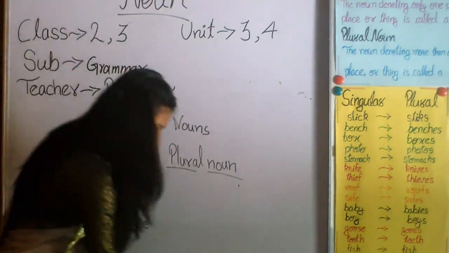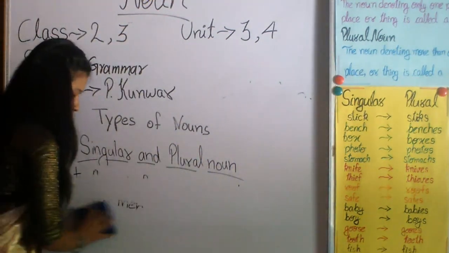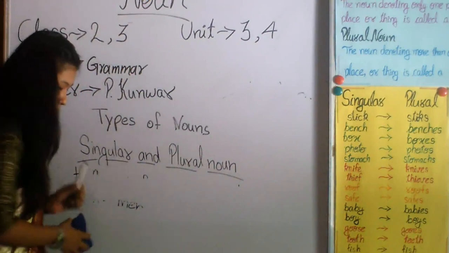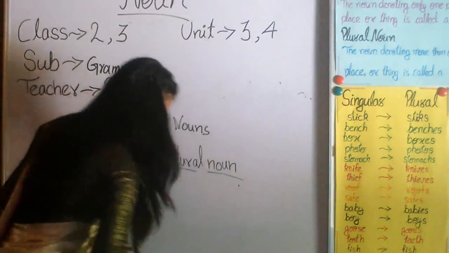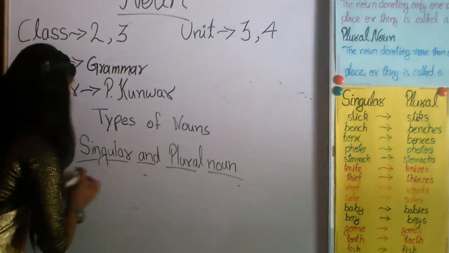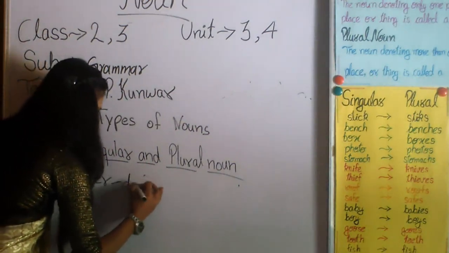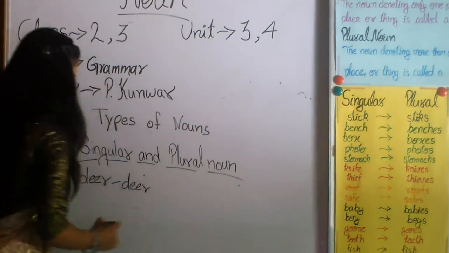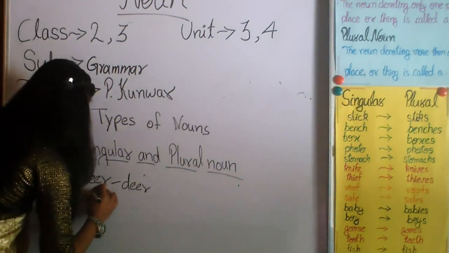This rule is ours. Some nouns have the same form, both singular and plural, like deer. Singular and plural forms are both the same. Sheep.